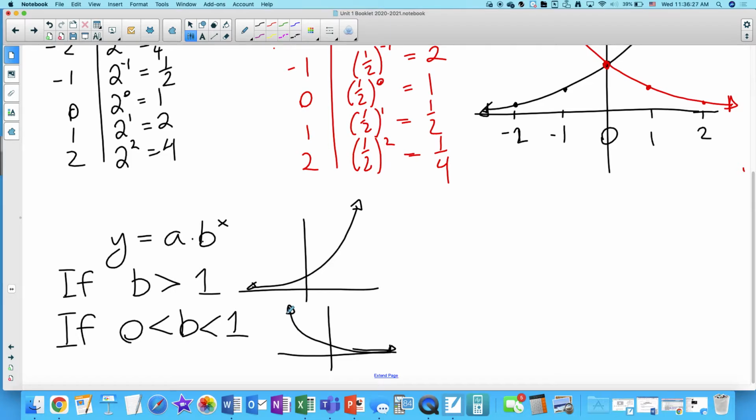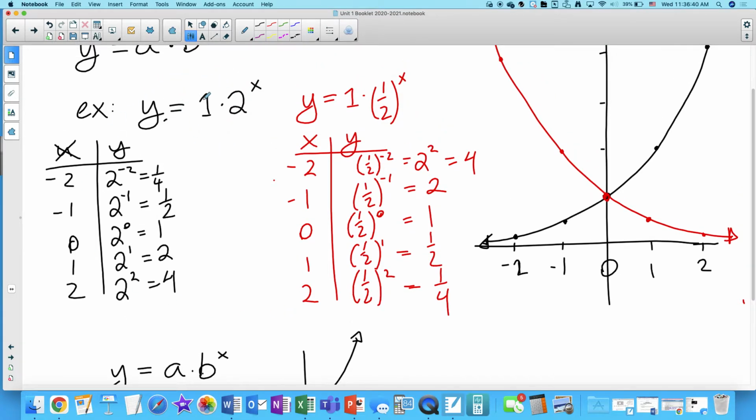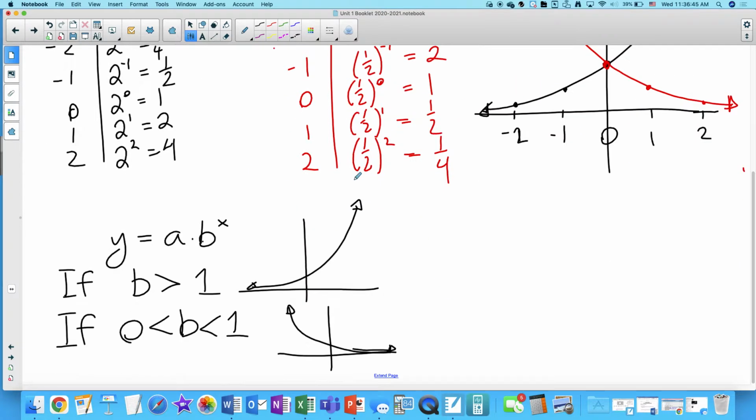The other thing we were interested in was the a value. Where did the a value show up on the graph? It's the y-intercept, exactly. Here, the a value is 1. That was the y-intercept. And it's 1 here as well. That was also the y-intercept. So a is the y-intercept. This is just a summary of what we've already seen.